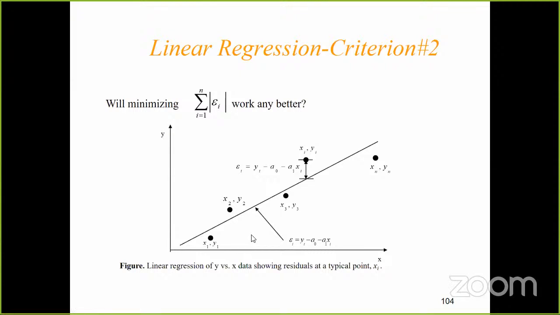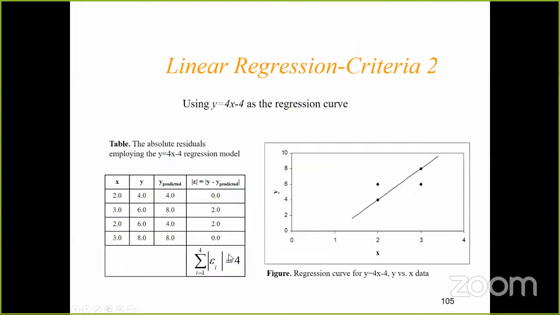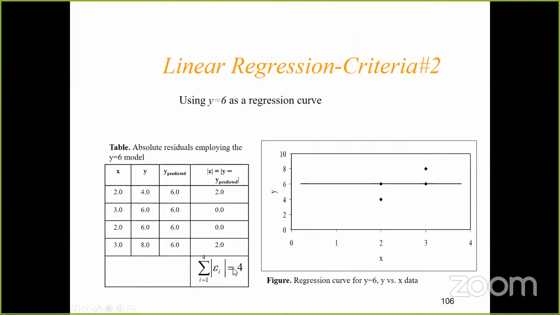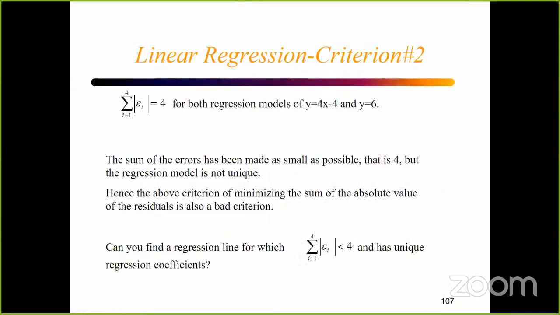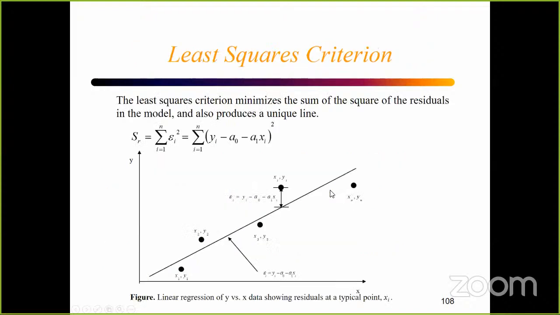Will minimizing the modulus of this work any better? You try. Instead of doing only summation, let us choose modulus. It is 4 in the first case. It is also 4 in the second case. No, it will not work. The sum of the errors has been made as small as possible, but the regression model is not unique. This is also not a valid reason to choose.